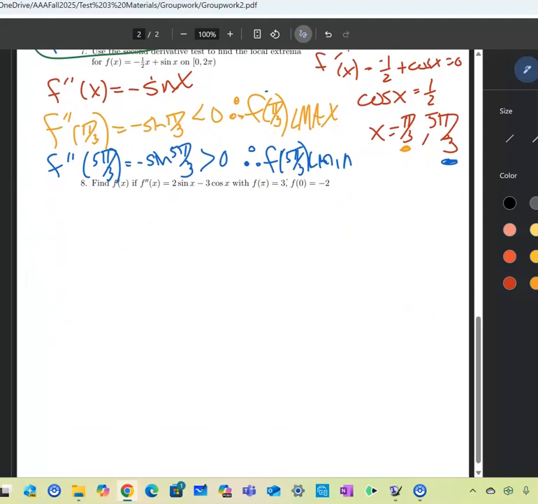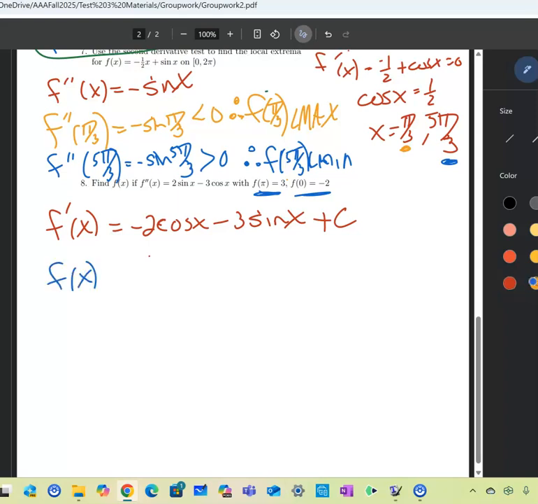All right, last one. I did not make a typo. Both of these have the original function. So I have to go right down to find the f of x. So I undo one derivative, so I get negative 2 cosine of x minus 3 sine of x plus c. And this is where I have to make sure I use a different letter, right? So here I get negative 2 sine of x plus 3 cosine of x plus cx plus d.